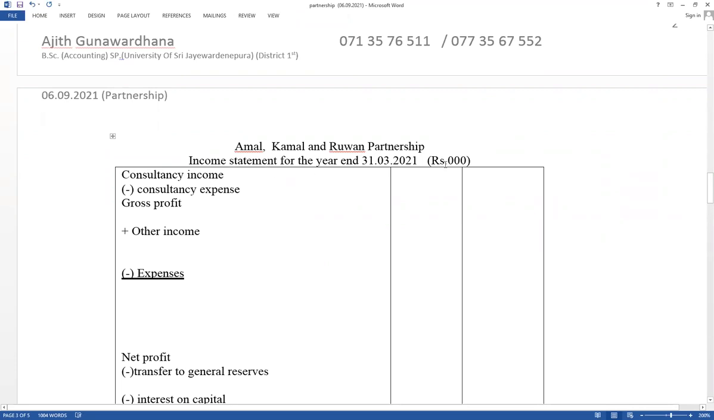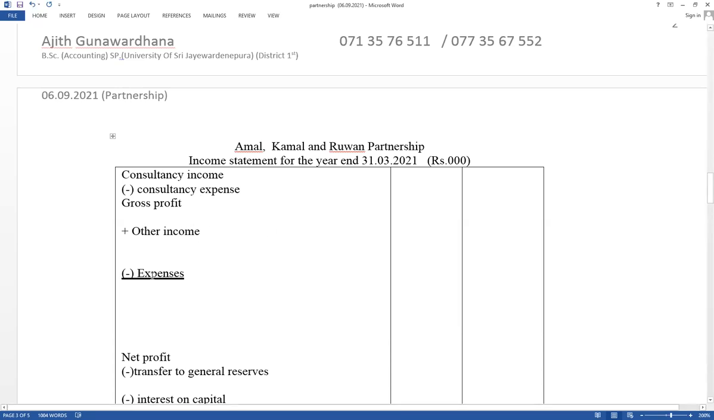Record values in 1000. Now think sales and cost of sales are not available. Consultancy income minus consultancy expense equals gross profit. Then plus other income minus expenses, net profit can be calculated. If it is a trading business, sales minus cost of sales. But in this example, this is a service business. Sales and cost of sales are not available. Available are consultancy income and consultancy expense.